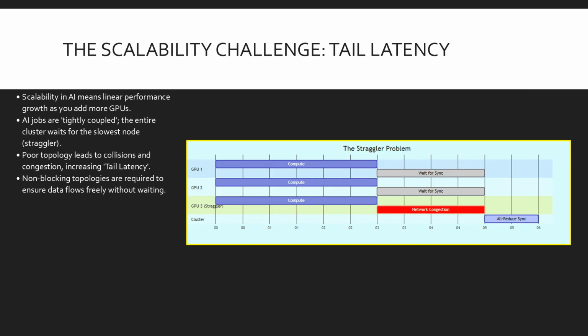Does topology matter for scalability? In AI, scalability means that if you double your GPUs, you should roughly double your training speed. However, bad topology kills this. AI jobs are tightly coupled. If one packet is delayed due to a bad path, the entire cluster waits. This is the tail latency problem.